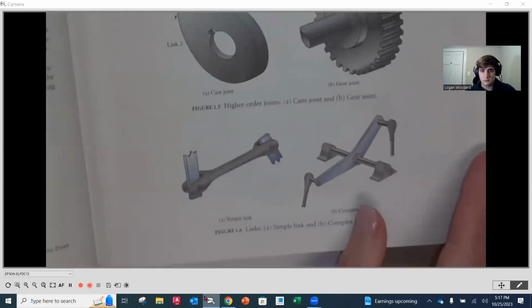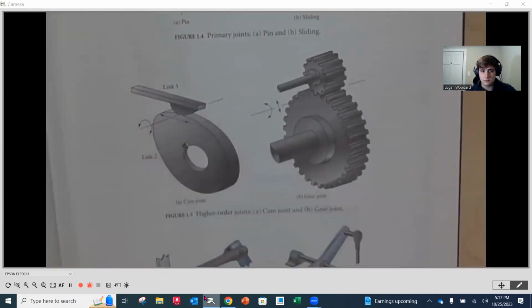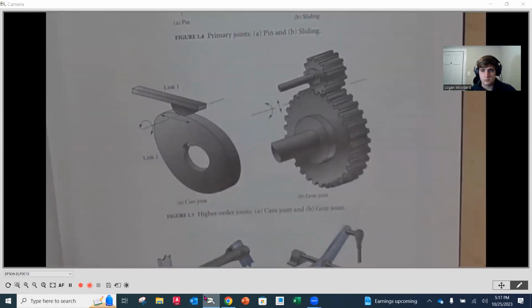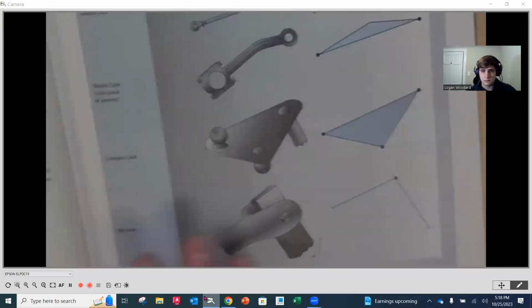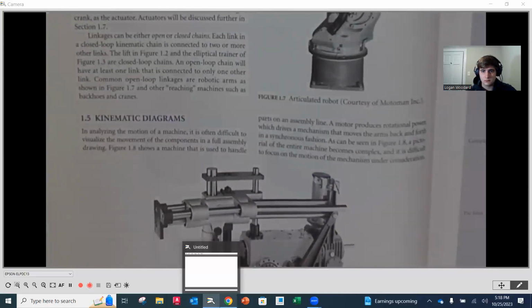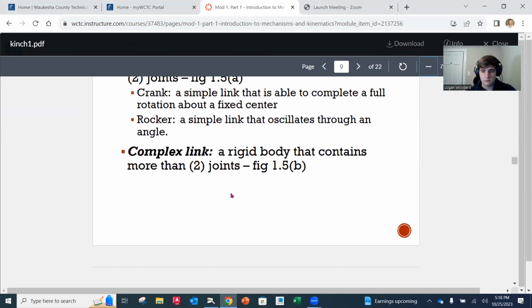Okay. And then additionally, back up here, these two are called higher order joints. This is a cam and a gear. Now, we specifically look at cams and gears towards the end of the class. So right now, during the kinematic analysis and the kinematic diagrams that we do here in chapter 1, and then chapter 4 is going to be the second part of module 1, we are only going to be dealing with those simple primary joints. Okay. Just because we dedicate time to these two subjects. Okay. But these are considered what we call higher order joints. So simple and complex links.